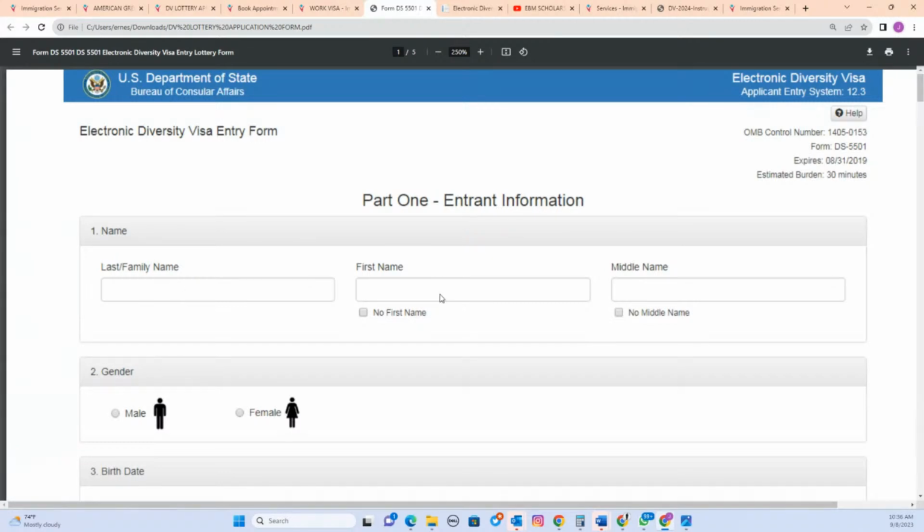Then the first name. Some people have two first names or two middle names. Some people don't have a middle name, so it will be just last name and first name. It's okay. You will tick here, no middle name. So if your last name is, for instance, my name, Makulilo, you'll put Makulilo. First name will be Ernest, middle name will be Boniface.